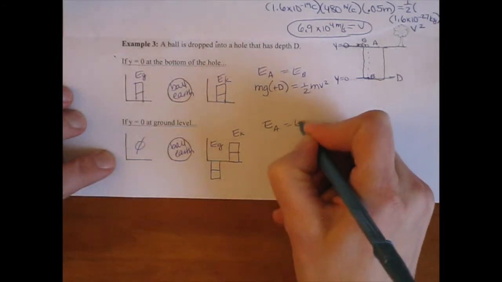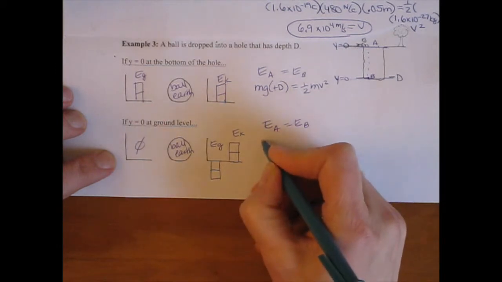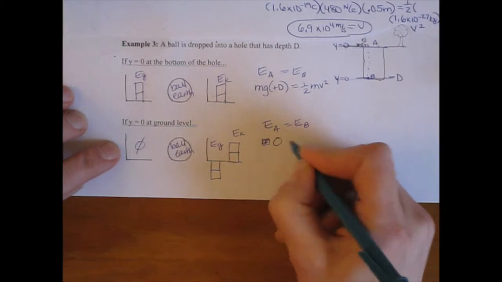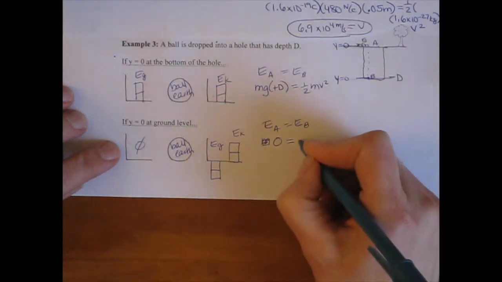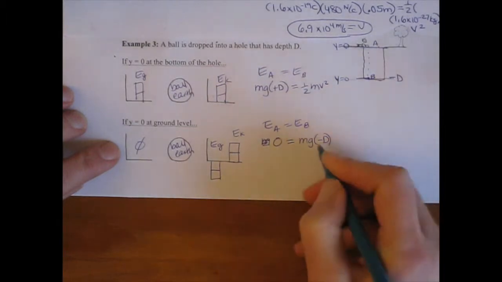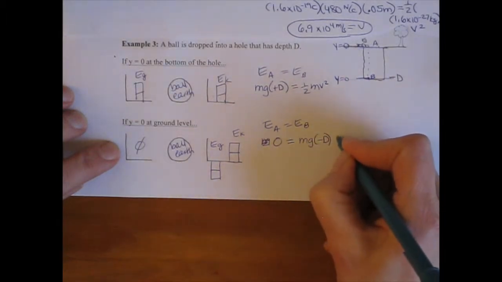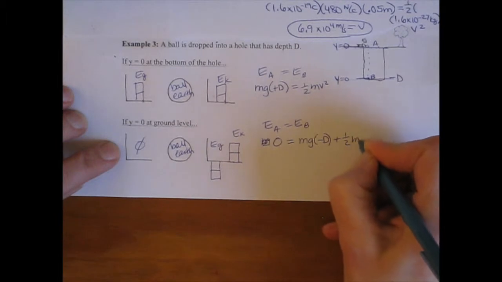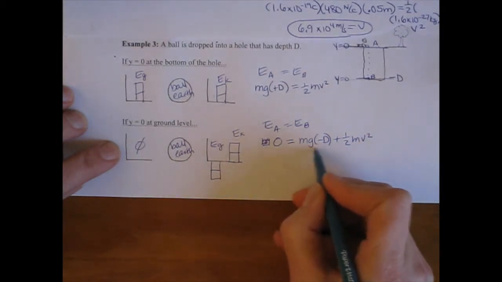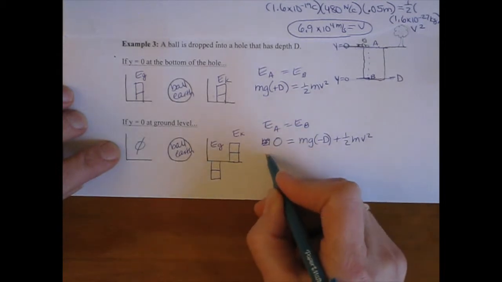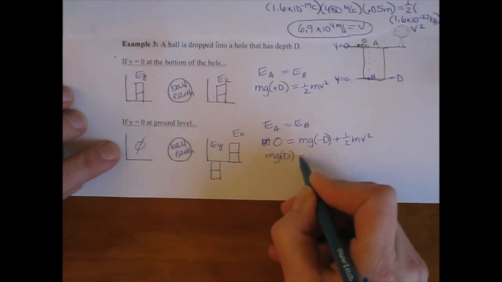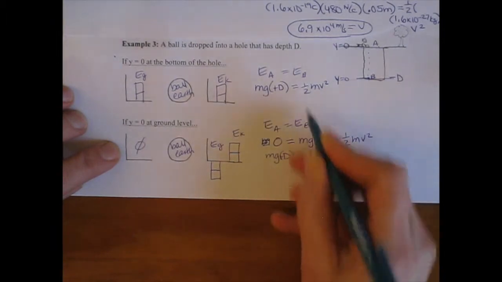So energy at A equals energy at B, and so now our gravitational potential energy, at A we have no energy, so 0. And then at B, we have mg times negative d, so we have a negative gravitational potential energy, plus the kinetic energy. And if you see, if we added this to both sides of the equation, we're right back at what we had before with the other choice. So they're equivalent ways of doing it.